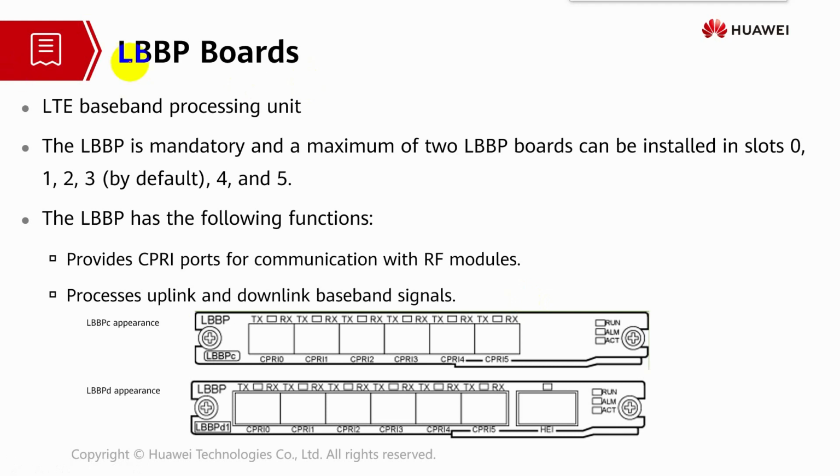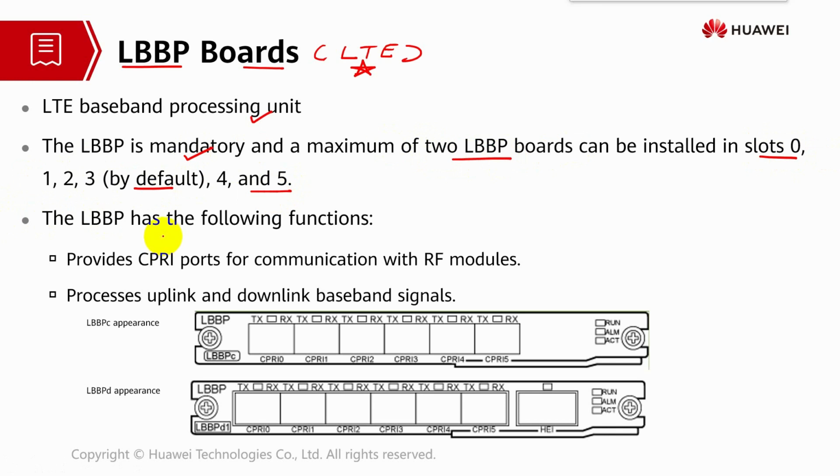So let's go through the LBBP board, which is known as the baseband board, and L meaning it can only support the LTE solution. It's only for the LTE type of baseband unit. It's a baseband processing unit and it's a mandatory board. It processes your uplink and downlink signal, and a maximum of 2 LBBP boards can be installed in slot 0, 1, 2, 3 by default, 4 and 5.